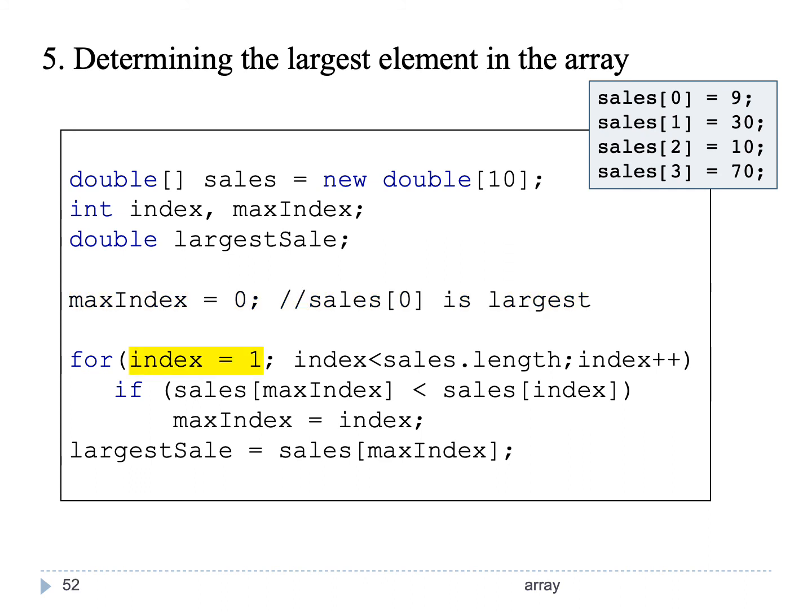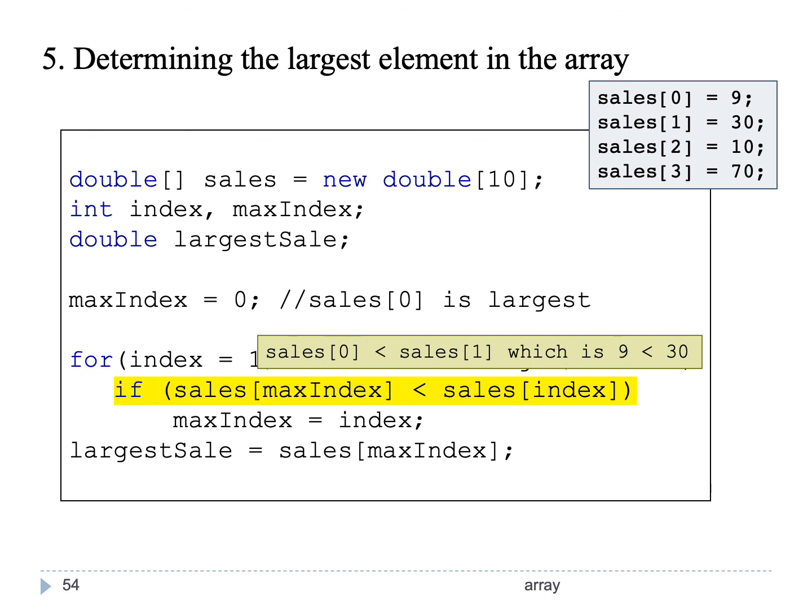As we have set index 0 as the largest, we'll compare it with the next one, which is the element at index 1. That's why we start off with index equal to 1. You can still start off with your index equal to 0. However, that will compare the value with itself.